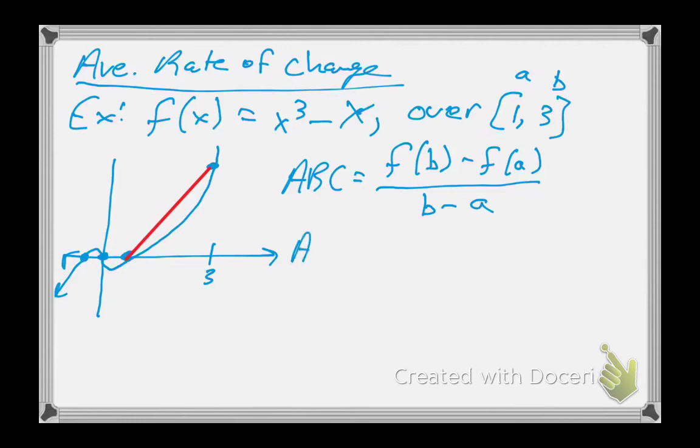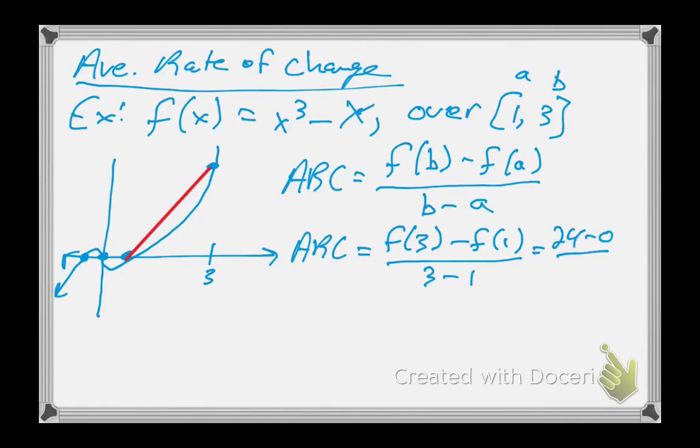Okay, so the average rate of change, and again, just think of this as how fast the function is changing over that interval. The average rate of change for this one would be f of 3 minus f of 1 divided by 3 minus 1. You end up with 24 minus 0 over 2, so you get 12. Okay, so the average rate of change there is 12.